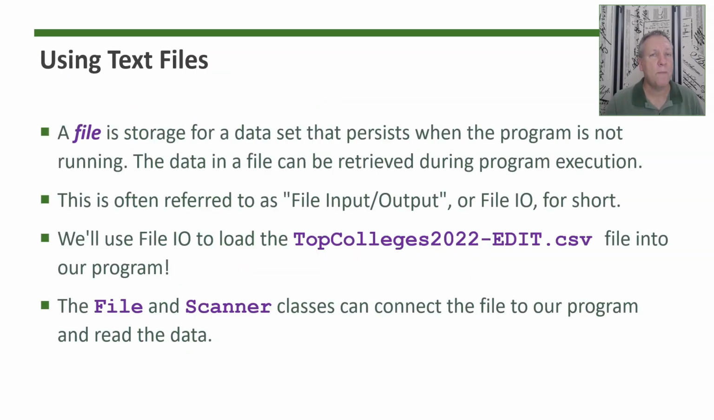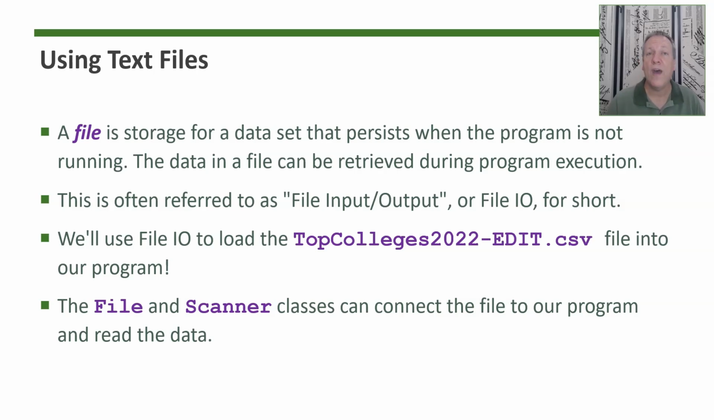So let's talk about using these text files. Now, a file is a storage for a data set, and it exists even when the program is not running. So this would be a good way to save information that can be used later, even when your program's not running or your computer's off. This method that we're going to talk about is often referred to as file input output, or file IO for short.